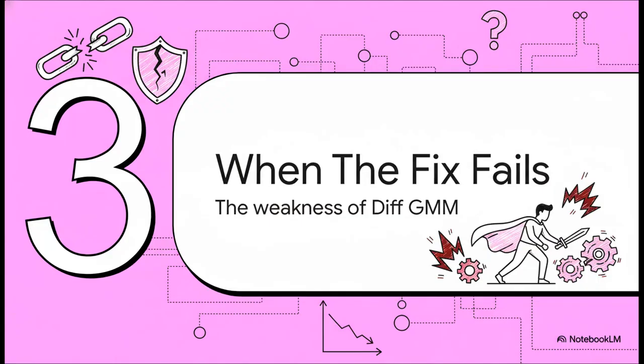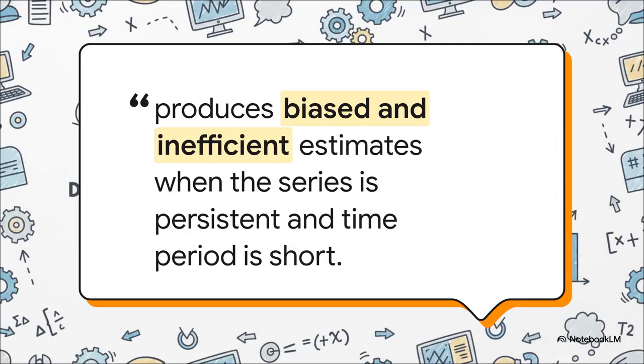But like a lot of first solutions, this one has a kind of Achilles heel. It's a fantastic tool, for sure, but it doesn't work perfectly in every single situation. And here's the real irony. The very problem that difference GMM was designed to solve, that strong persistence, that strong data memory, is also its biggest weakness. Researchers found that when a variable's memory is super strong, especially over a short period of time, the tool itself can start to give you biased results.